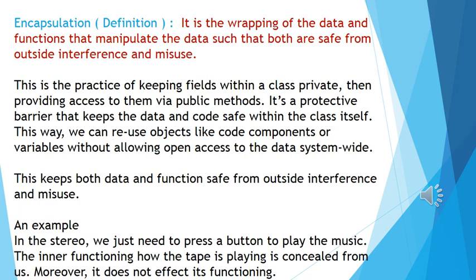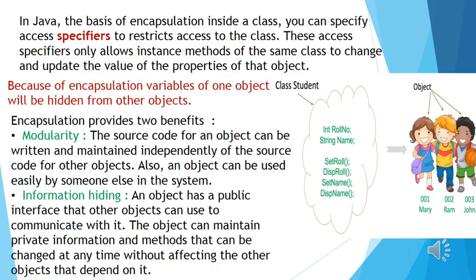Encapsulation helps to bind the data and the methods together. It ensures which methods will work on which type of data. It keeps both data and functions safe from outside interference and misuse. By using access specifiers, data can be restricted within the class, so that from outside of the class this data cannot be accessed. Because of encapsulation, variables of one object will be hidden from the other object. For example, your report card: the marks of one student will not be seen by another student.